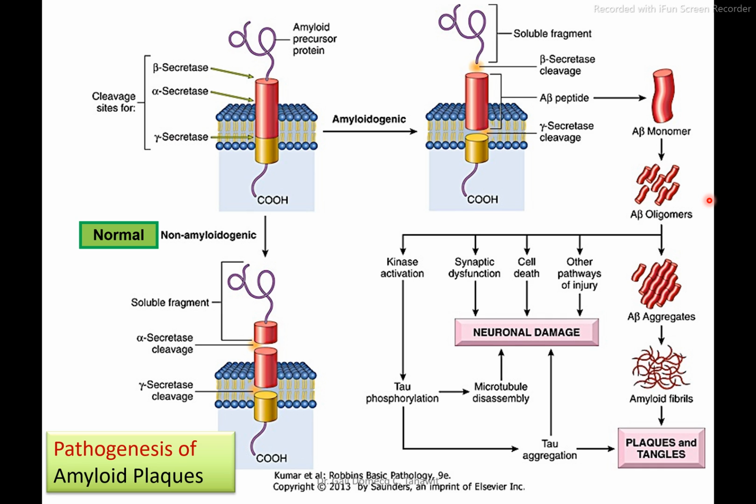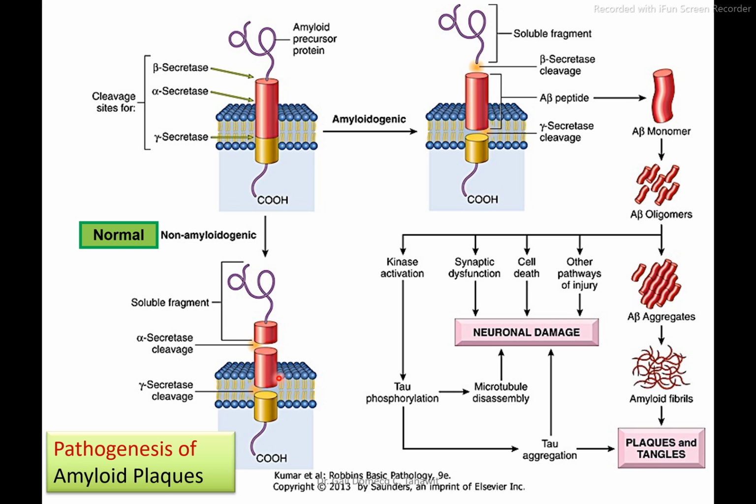So we have this normal brain, non-amyloidogenic neurons, and during the pathogenesis of Alzheimer's disease, you can see in here, this would be the amyloid precursor protein. This is a soluble fragment. Now there would be a cleavage here because of this secretase, alpha secretase, and your gamma secretase cleavage. So it's like a dual cut, as you can see in here.